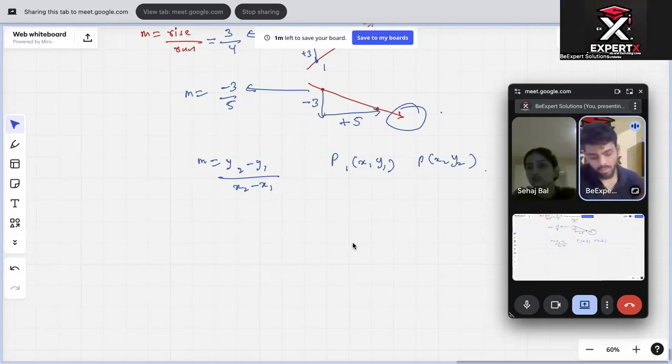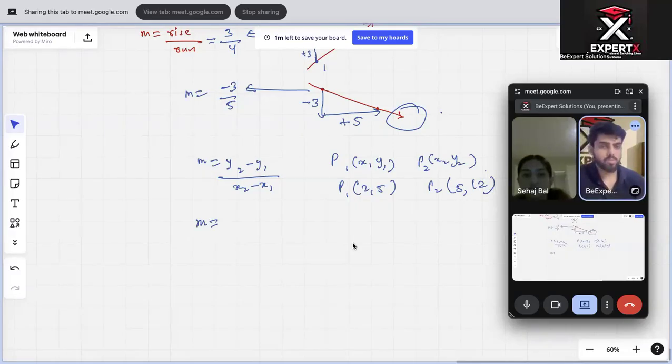Now in that case, if you have the point P1 as (2, 5) and P2 as, let's say, (5, 12), you can take any number here, maybe 16, 13, 12, whatever you feel like. Now for the slope, you will write down y2 minus y1 over x2 minus x1 to figure out the slope. Pretty simple and straightforward.